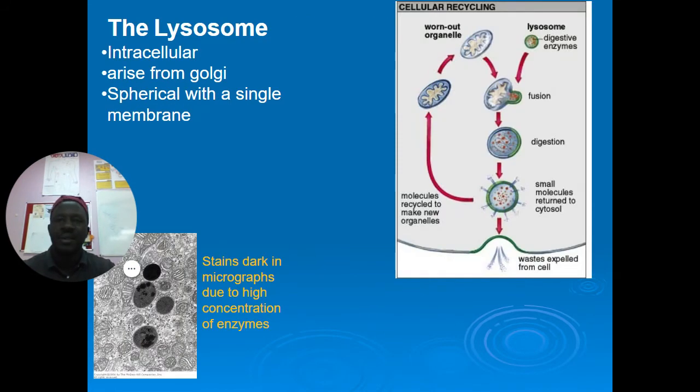Then let's talk about lysosomes. These lysosomes are intracellular and arise from the Golgi apparatus. They are spherical with a single membrane. They stay dark in micrographs due to the high concentration of enzymes. So if this is a micrograph and it's drawn for you, we want you to explain what we see, and that's where you have the lysosomes.